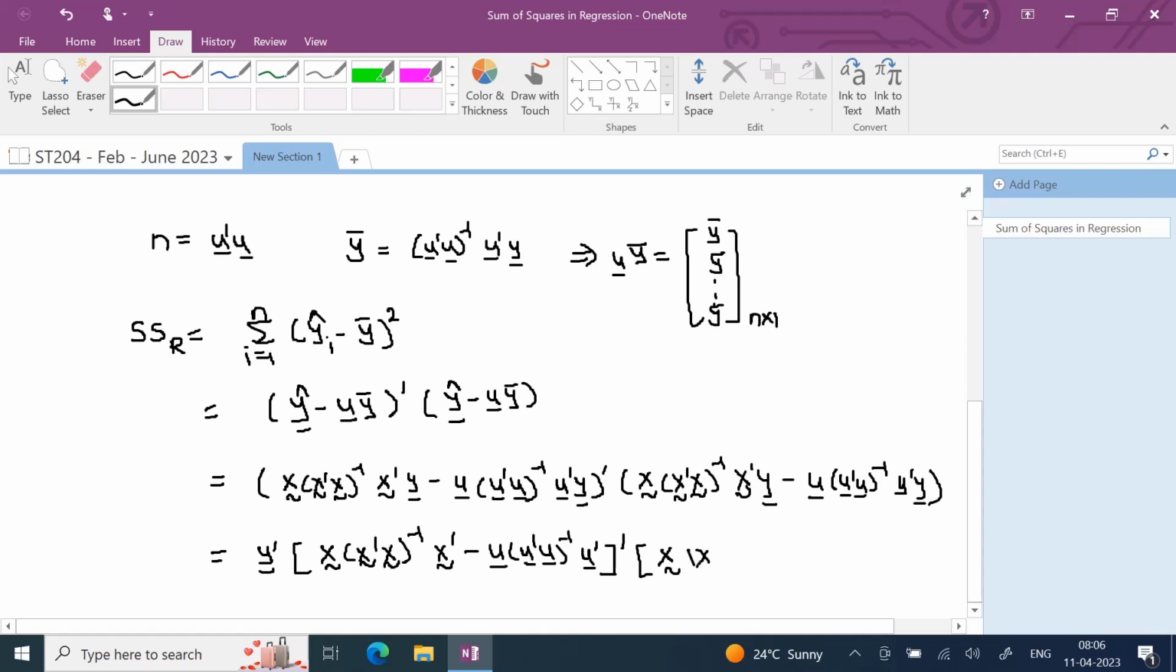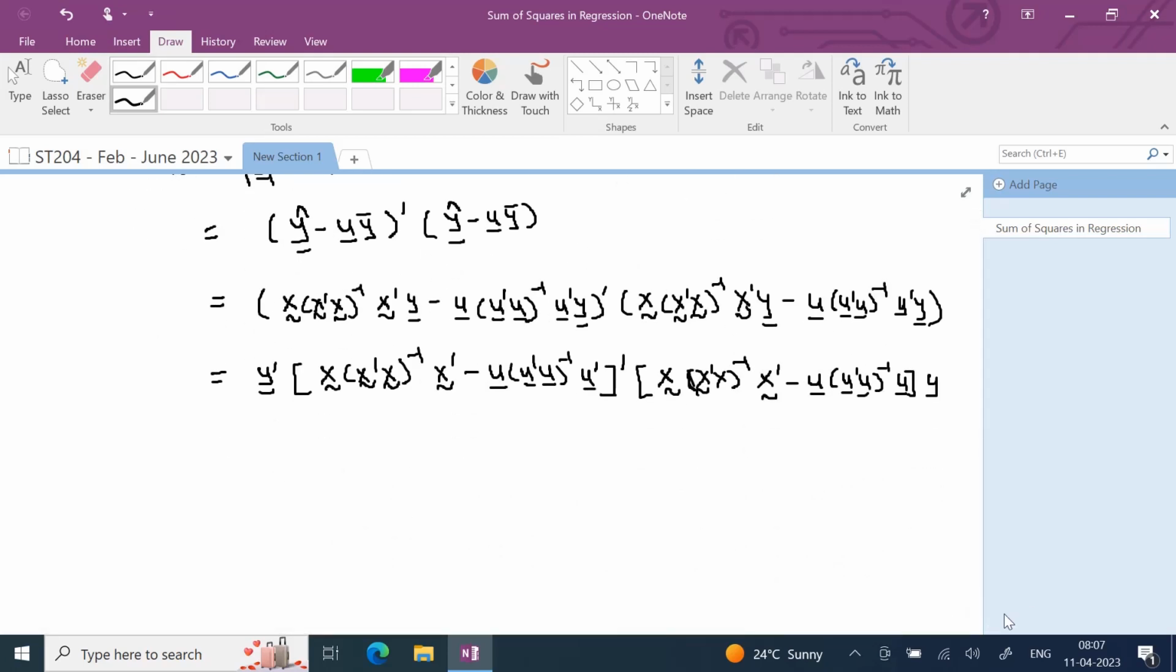So I have x prime x inverse, then I have x prime, y is not there because y we are taking out. So simply minus u prime u inverse u prime, and then outside y. Okay. So I have y prime into transpose of some matrix into that same matrix into y. Okay.